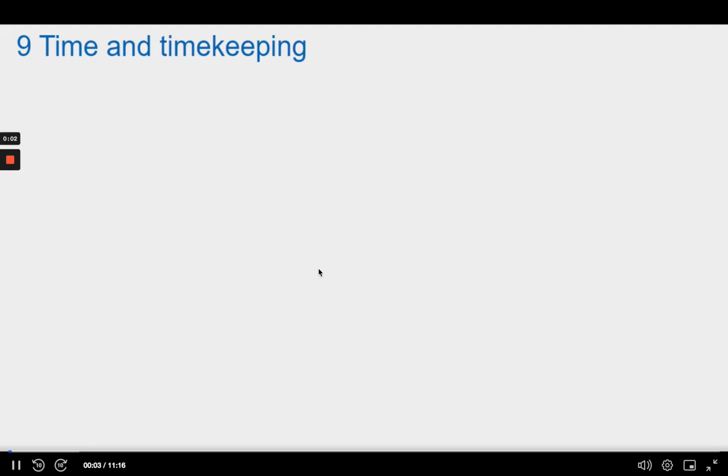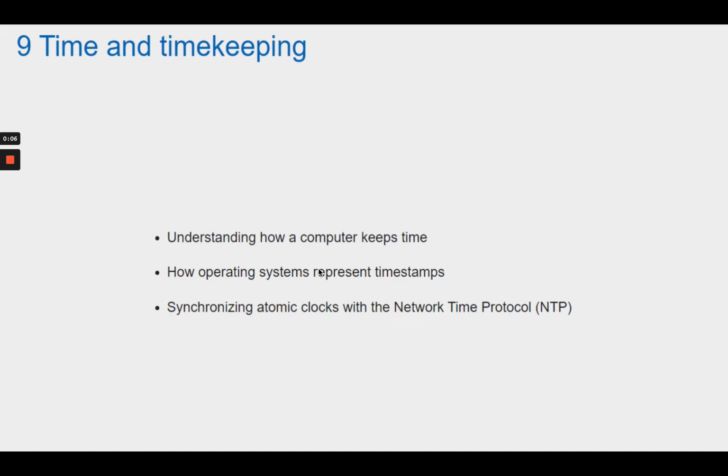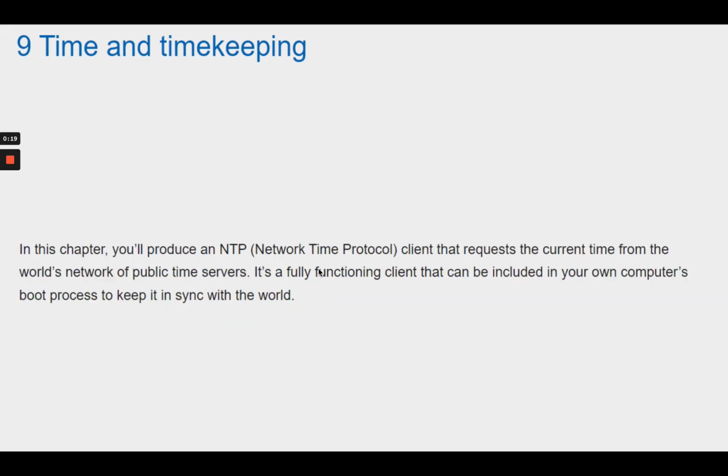Time and timekeeping. This chapter covers understanding how a computer keeps time, how operating systems represent timestamps, synchronizing atomic clocks with the Network Time Protocol, or NTP.